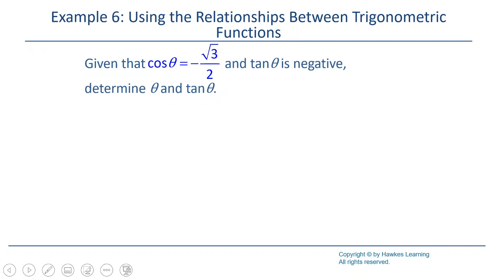So these are almost more like logic puzzles than trig problems. Given that cosine of theta is equal to negative square root of 3 over 2 and tangent of theta is negative, determine theta and tangent of theta. So cosine of theta is negative square root of 3 over 2.